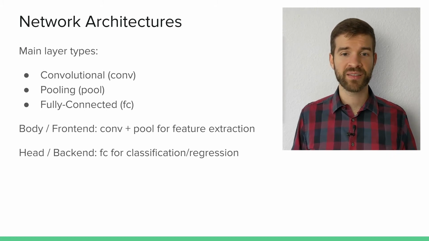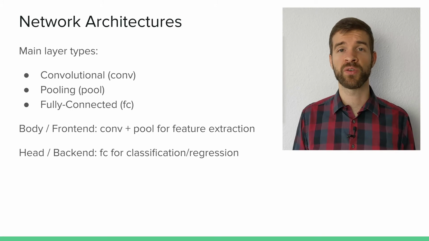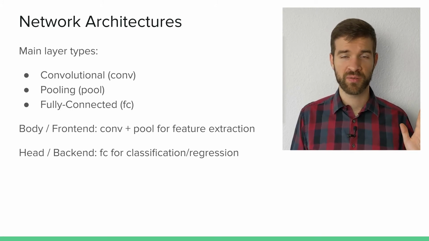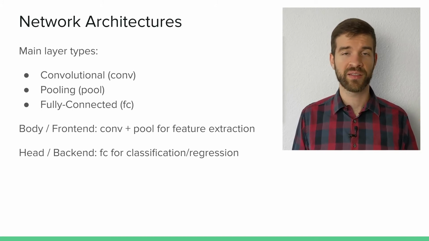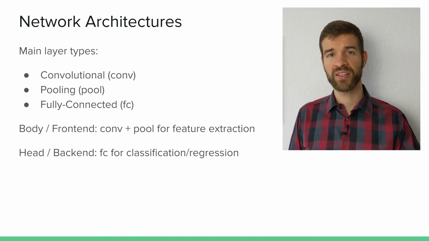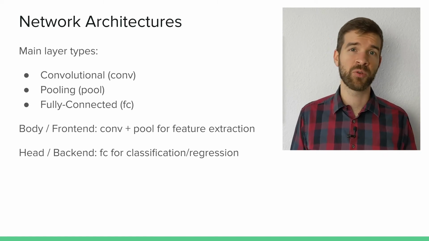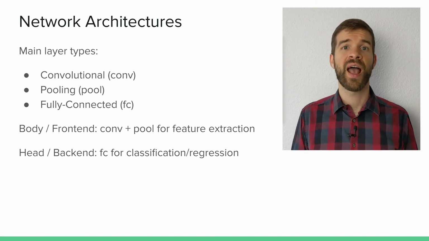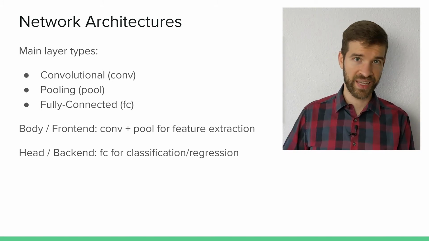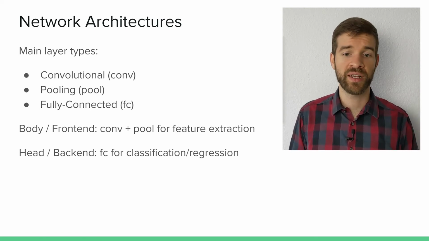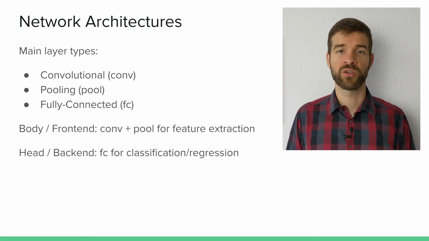So the main layer types that we will be using when we talk about image processing with neural networks are three types: convolutional layer, a pooling layer, and the fully connected layer. In the body, the front end where we try to extract features, we typically only use convolutional and pooling layers. And then at the back end, or the head of the network, we most of the time use a fully connected layer for classification or regression.